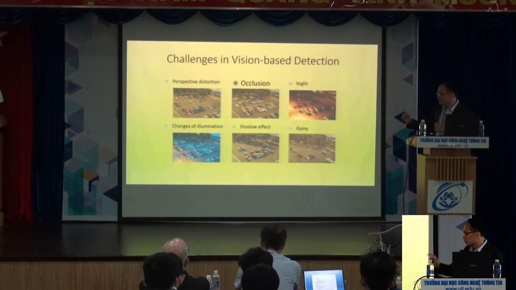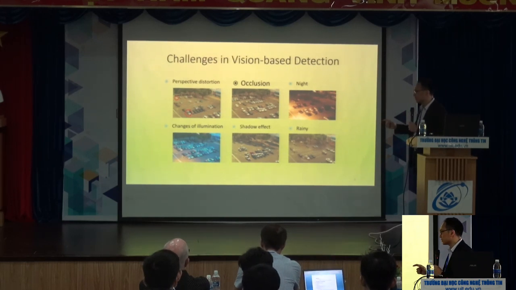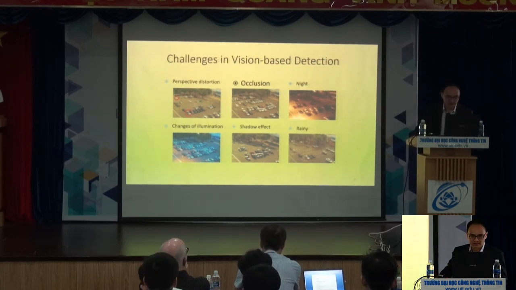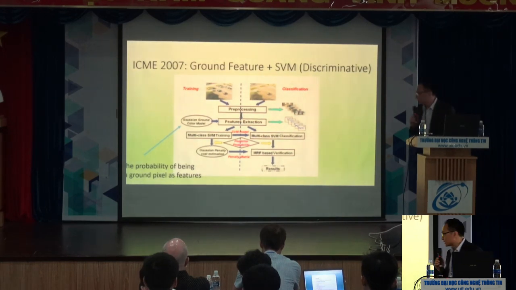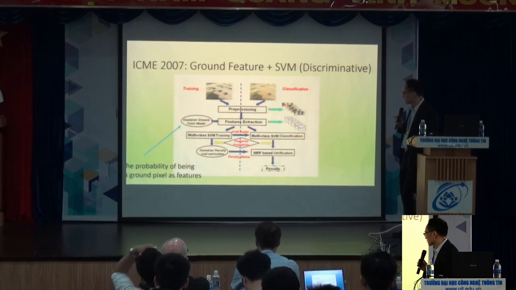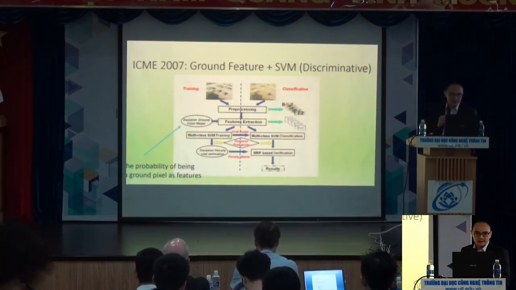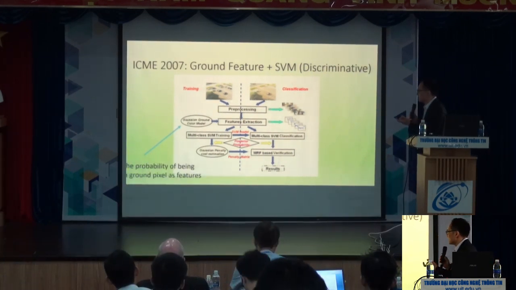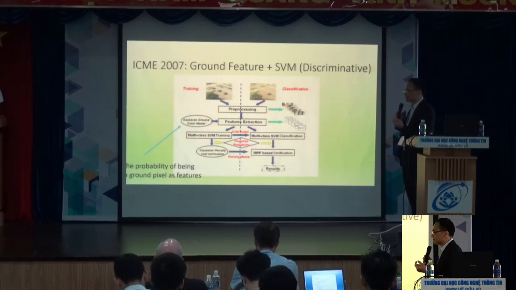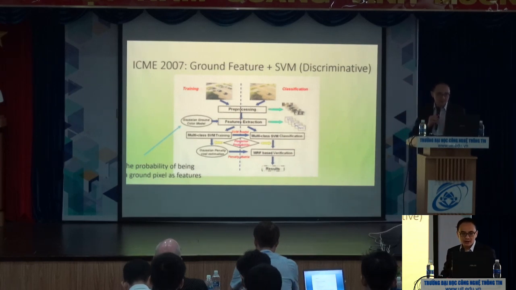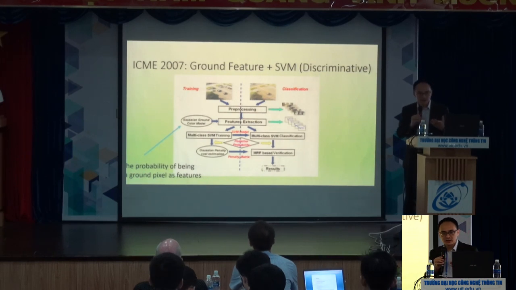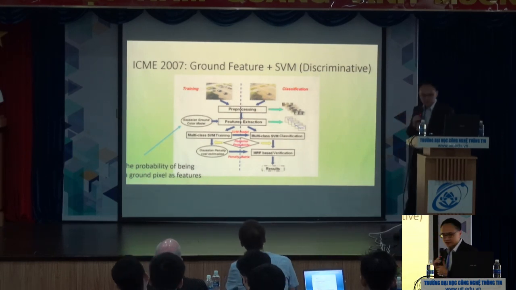In order to build a real system and get 99% or even higher accuracy, all of these problems should be carefully taken care of. So in 2007, when I was visiting CMU for 2 years, we wrote a first paper in ICME. At that time we were based on a very simple idea: could we use a traditional pattern recognition method such as a support vector machine, based on human-designed features, to solve this problem?